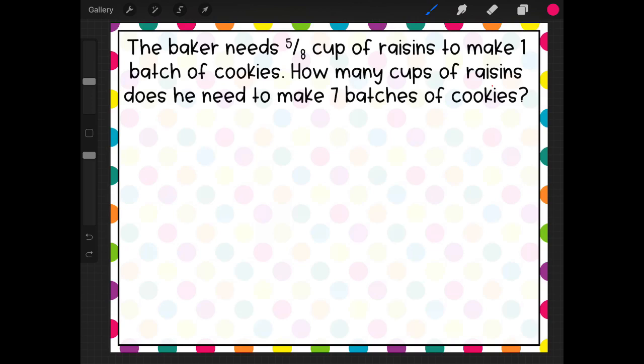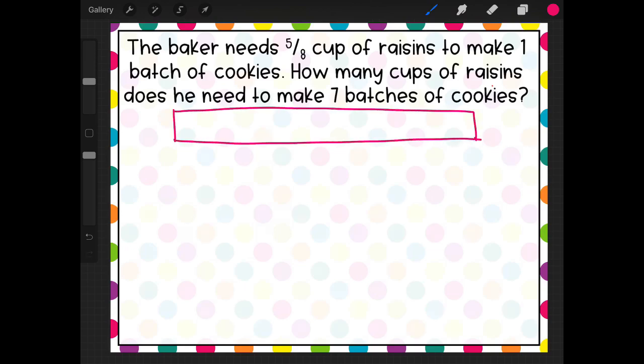So I'm going to start off by drawing a tape diagram just to help me out with this. I know he needs 7 batches, so I'm going to make sure that I have 7 squares. 1, 2, 3, 4, 5, 6, 7 squares. Awesome. And each square represents 5/8 of a cup of raisins.